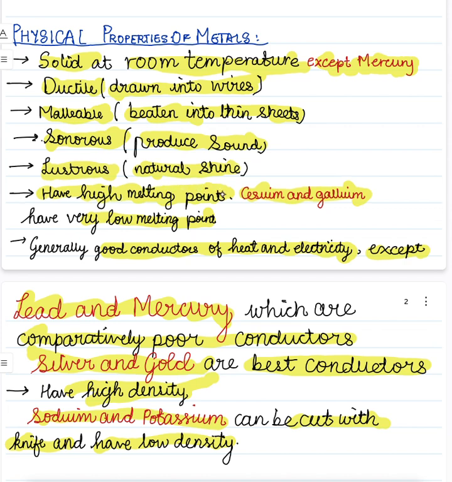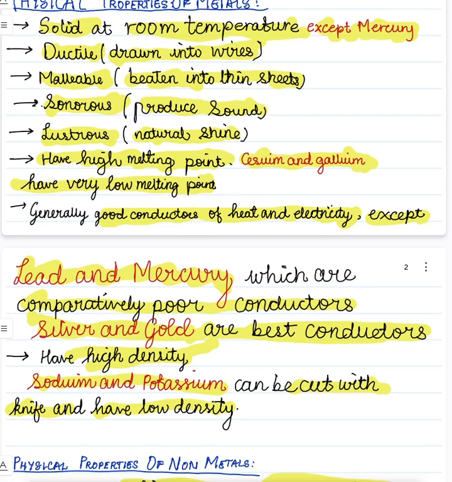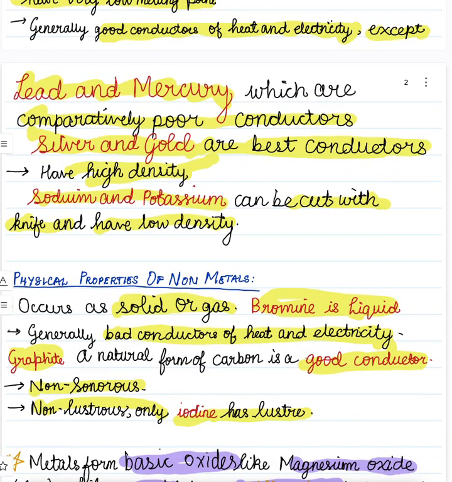They have high melting point except cesium and gallium. They have very low melting point. Remember this exception. They are generally good conductors of heat and electricity except lead and mercury, which are comparatively poor conductors. So lead and mercury do not conduct heat and electricity well, whereas silver and gold are the best conductors. Metals have high density except sodium and potassium. They have very low density and they can be cut with a knife.